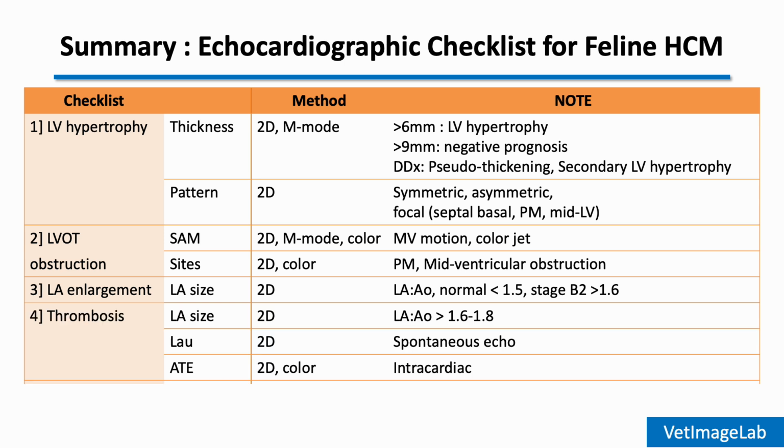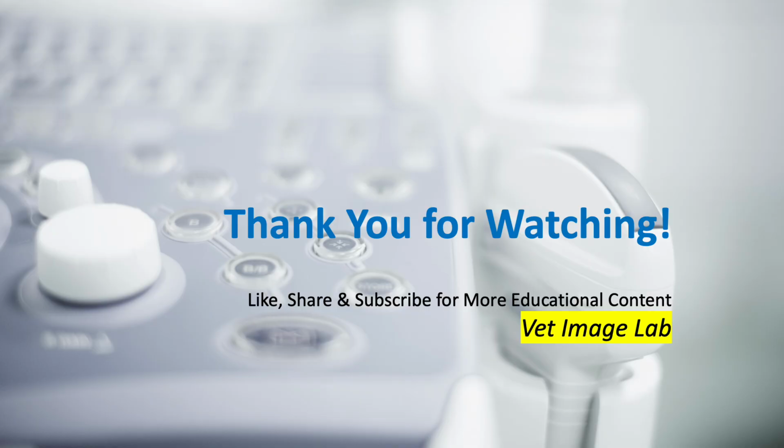Fourth, evaluate for thrombus formation. Severe LA enlargement, spontaneous echo contrast in the left auricle, or visible intracardiac thrombi suggest high risk of arterial thromboembolism. Finally, check for signs of congestive heart failure. Use thoracic radiography and monitor respiratory rate. A rate over 30 per minute may indicate CHF. By following this checklist, you can ensure a structured, thorough, and clinically relevant echocardiographic assessment in feline HCM.